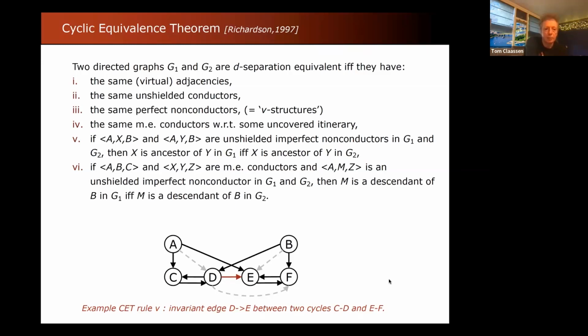And then there are 2 additional rules that if there are 2 triples that are unshielded imperfect non-conductors, then there's an additional relation. So for both rule 5 and 6, essentially what they do is enable you to orient certain edges between cycles. The example is at the bottom, where you have 2 cycles, CD and EF. If there's an edge between those, these 2 rules will allow you to orient those as well. So these characterize the Markov equivalence class. And this is the starting point. So next slide, please.